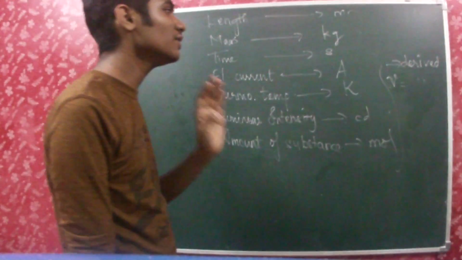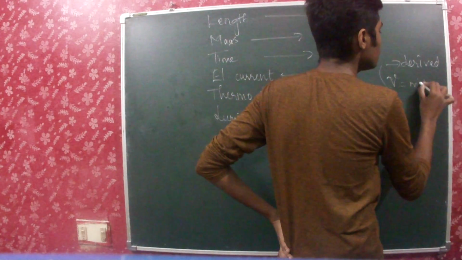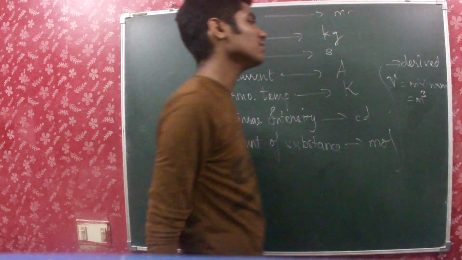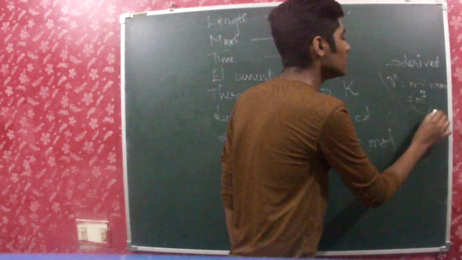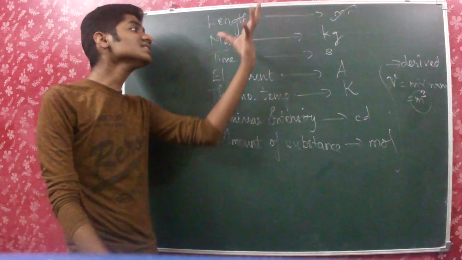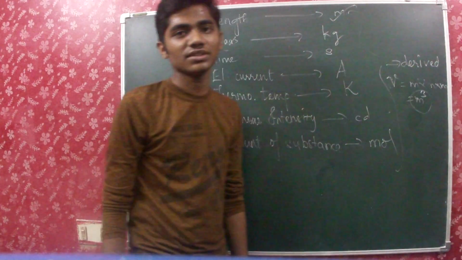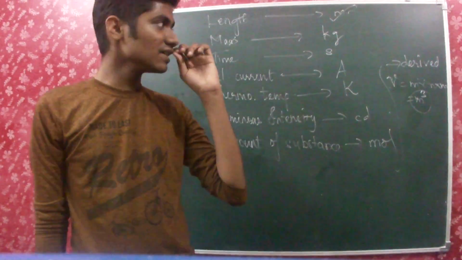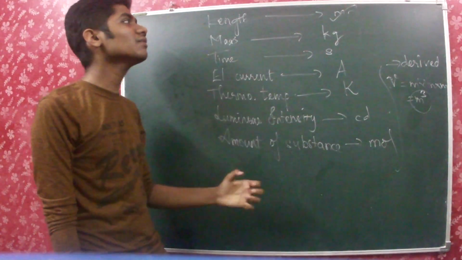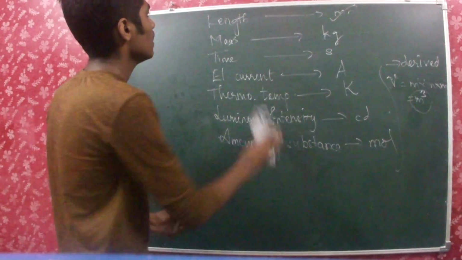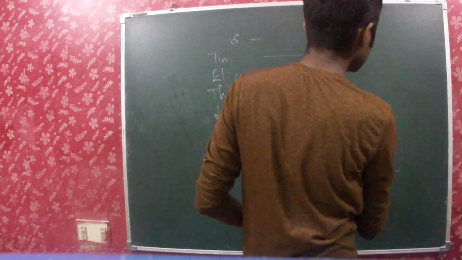Length into length into length, which means meter into meter into meter, and the unit for volume is meter cube, and this unit I have derived only because of this. So these units are known as fundamental units from which we derive the derived units. Okay, so this is what the base units and the derived units are, and these are only used to represent quantitative measurements.